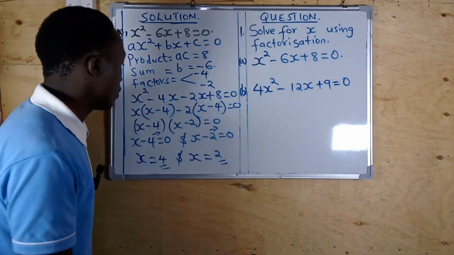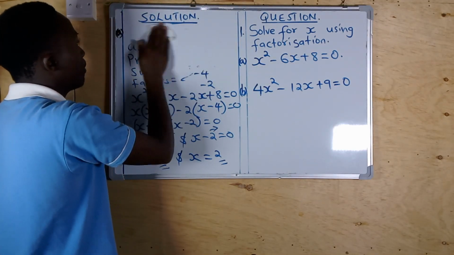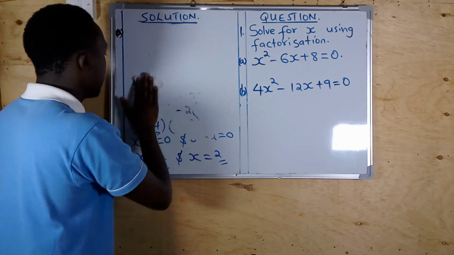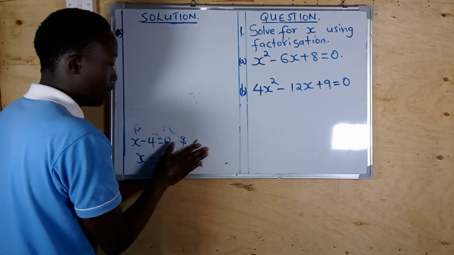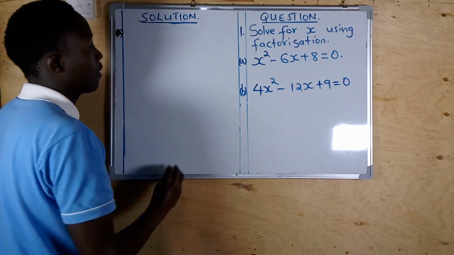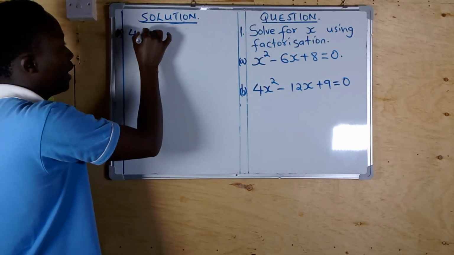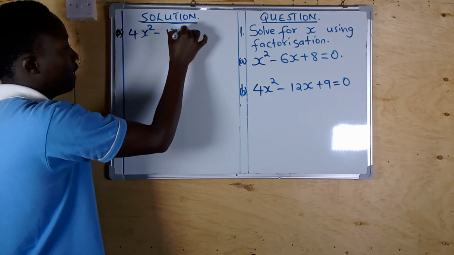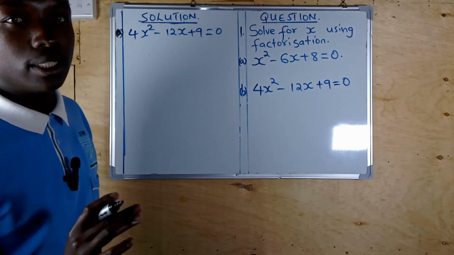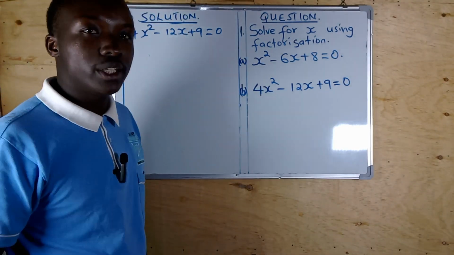So we are going to use the same place where we did our first question to do our second equation. And our second question is given as 4x squared minus 12x plus 9 is equal to 0. This is also a quadratic equation, and being a quadratic equation, we are going to solve it the same way we solved the first one.